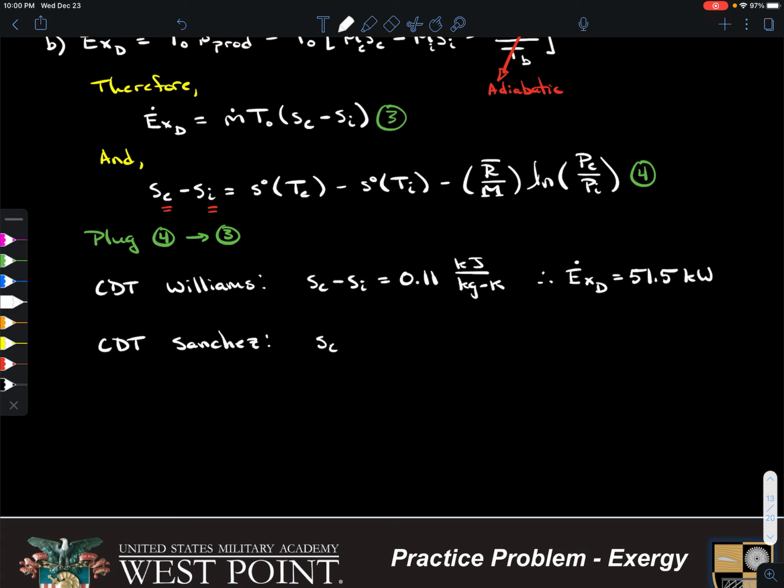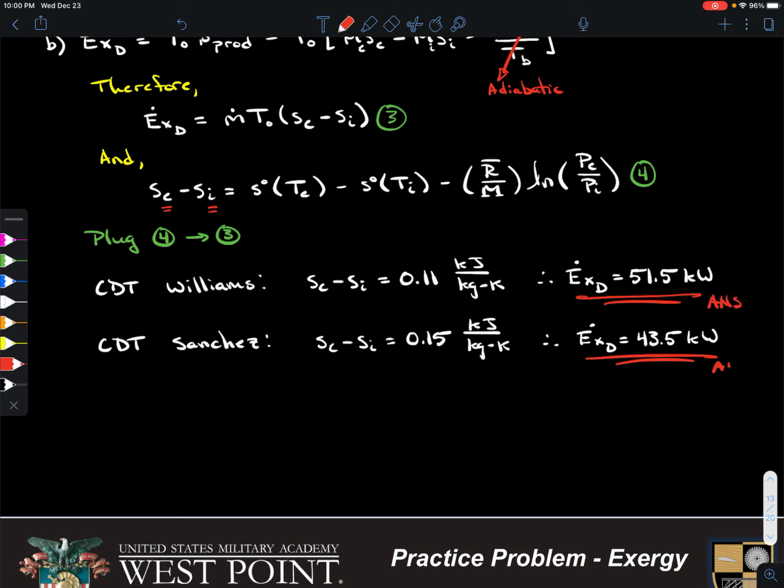And then for Cadet Sanchez, we have our difference in entropies of 0.15 kilojoules per kilogram Kelvin. And we end up with our exergy destruction of 43.5 kilowatts. Got to remember this dot up here too because it's a rate. So there's our answer for Williams, and there's our answer for Sanchez.